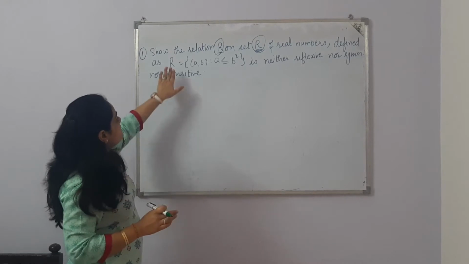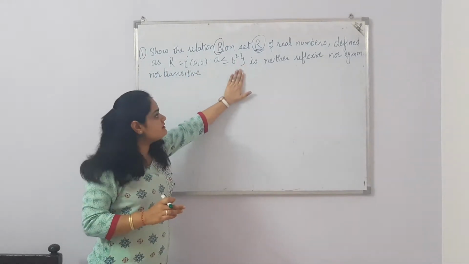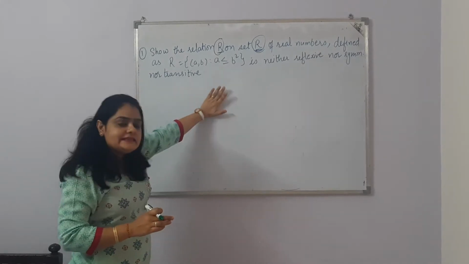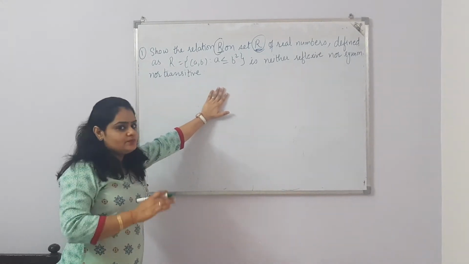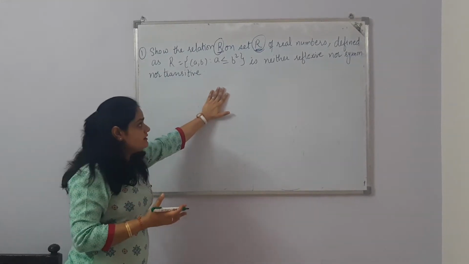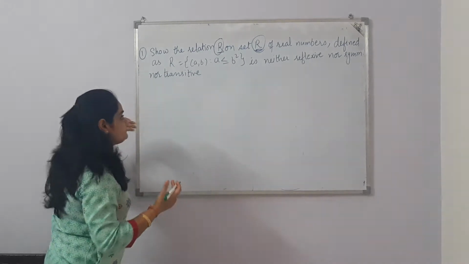Defined as, what is the relation? It is (a, b): a is less than or equal to b square. This is the relation given to us. We have to show this relation is neither reflexive, nor symmetric, nor transitive.